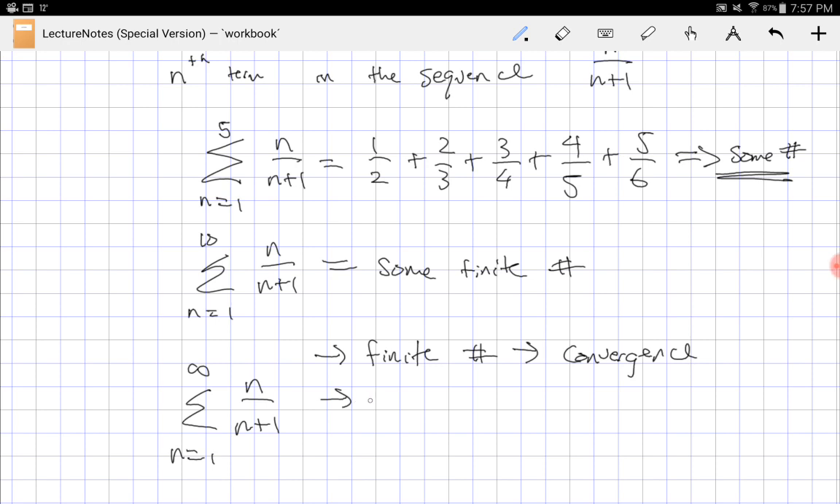If it increases unbounded, we call this divergence. And if it does not exist, we also call this divergence.